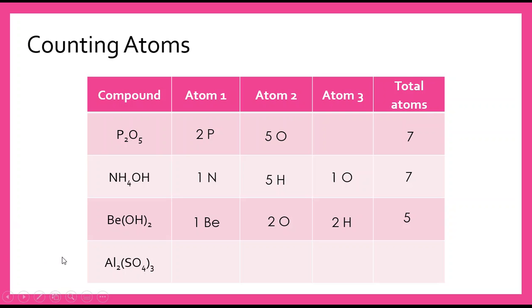Now let's look at this last one, this aluminum sulfate here, Al2(SO4)3. How many aluminums? 2, good. How many sulfurs? 3, distribute that 3. So that's 3 times 1, and then how many oxygens? Definitely distribute that 3. Yes, that would be 12. So 3 times the 4 gives us 12. That's a total of 17 atoms for that particular one.